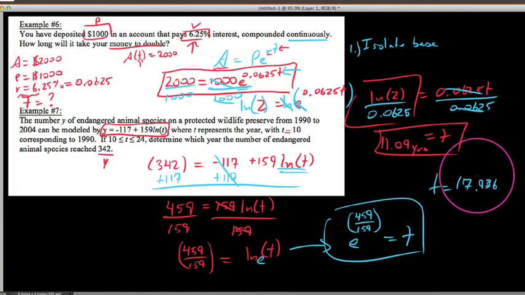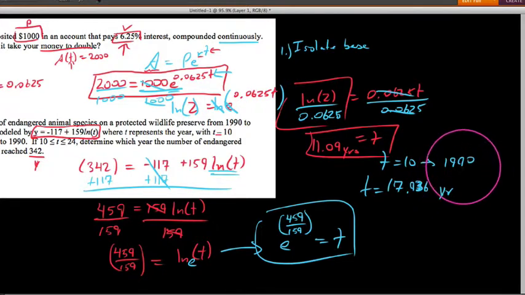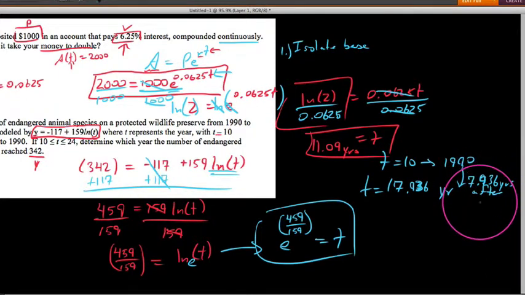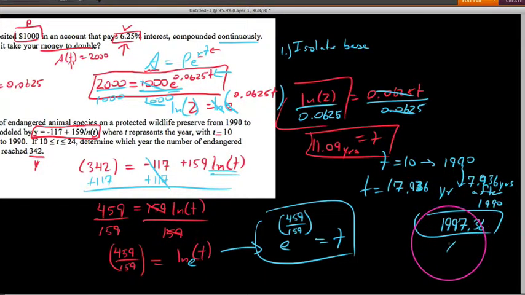Now, the thing we need to do is recognize that this is a year. So it's like year 17.936. But keep in mind, t equals 10 corresponded to 1990. So I was asking, what year does this happen in? Well, 17.936 is 7.936 years after 1990. Okay, so we would say that this is actually 1997.936, which, you know, it's wherever we are around the sun. But that's the year that this thing happened in. Pretty cool. We can use our properties to solve for this.